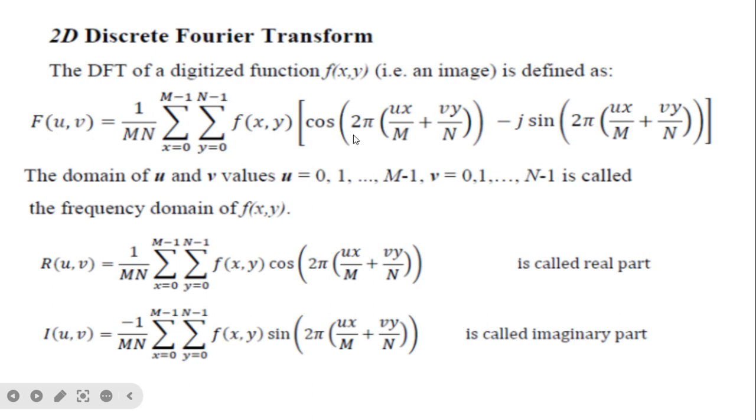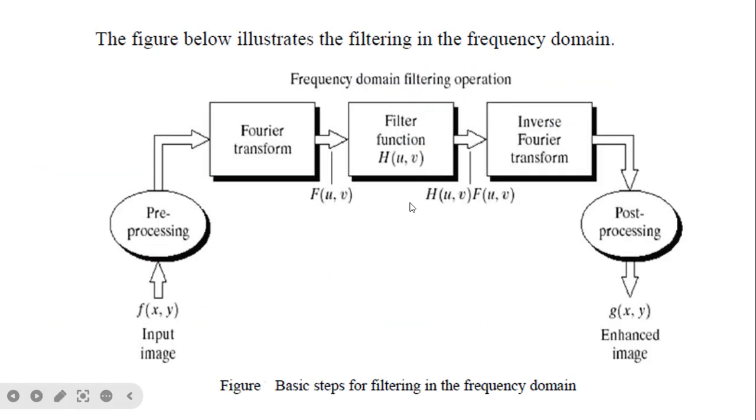So this is a formula by which we are separating the frequency component. This formula contains real part and imaginary part. So the first part is a real part and the second part is imaginary part. So when we apply this formula on image, then we are separating the frequency component from the image.